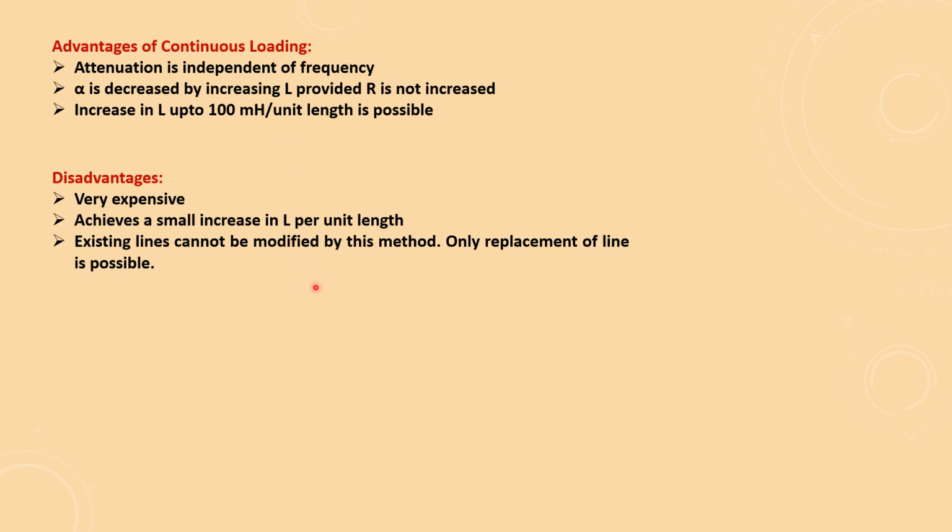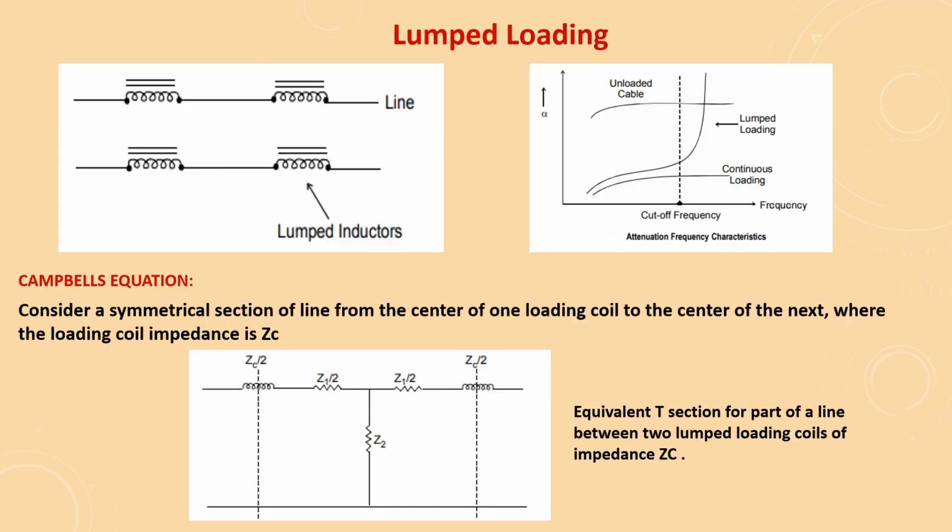To overcome these disadvantages, we go for lumped loading. So you'll be loading the inductance by means of lumps at equal distances on both the conductors, to make both the lines balanced, so you'll be adding the inductance in terms of lumps at equal distances. And this is the characteristic curve which shows attenuation versus frequency.